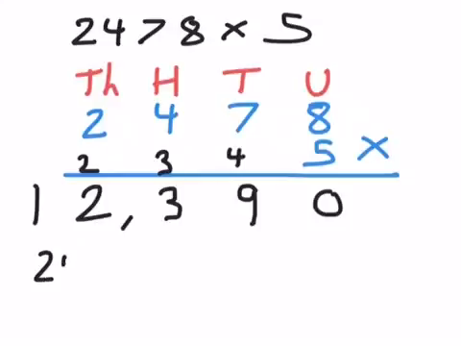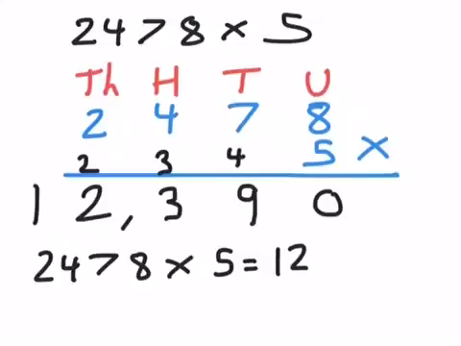So we've got 2,478 times 5 should give you the answer 12,390. Now the real question is, have you also got the same answer as me? If you did, fantastic, give yourself a pat on the back, well done. If you haven't, go back, re-watch what I've just said, and just see where you might need to make 1 or 2 improvements to your working out. Alright then, let's carry on.